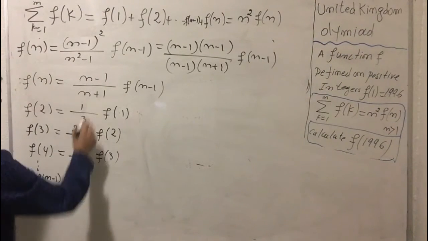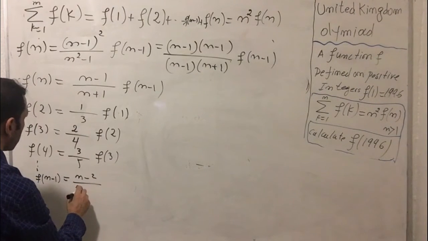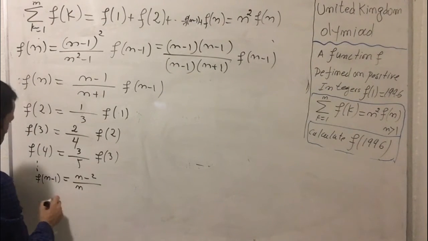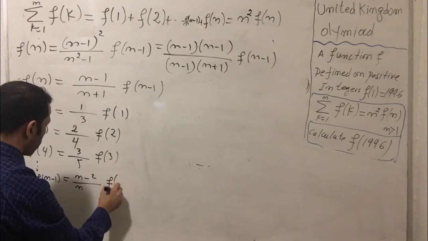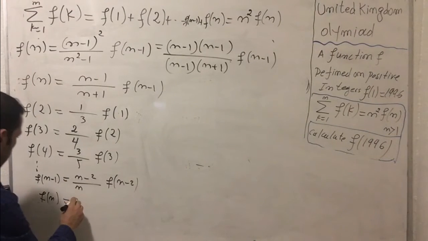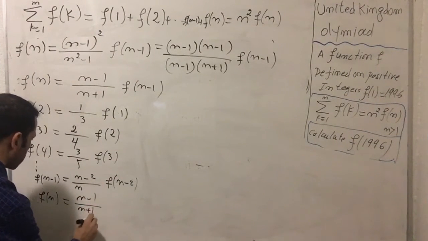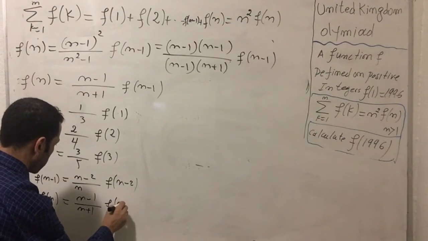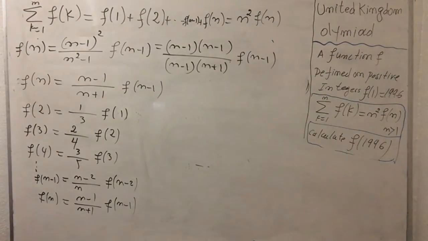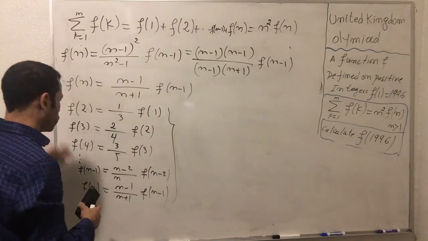equal to n minus 2 over n, multiplied by f of n minus 2. The last term, I will have f of n equal to n minus 1 over n plus 1 multiplied by f of n minus 1, okay? I'm going to make the product of these terms.